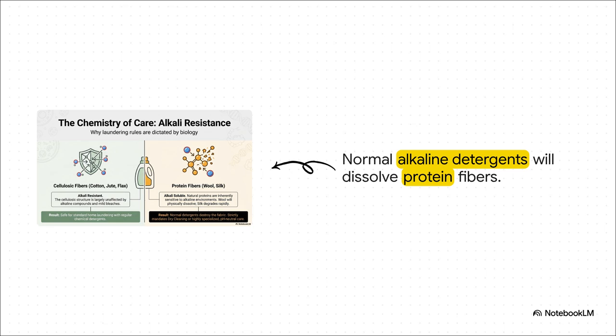The alkaline chemicals just break those protein bonds right down, which is strictly why you have to dry clean or use highly specialized pH-neutral care for your favorite sweaters. Biology literally dictates your laundry rules.